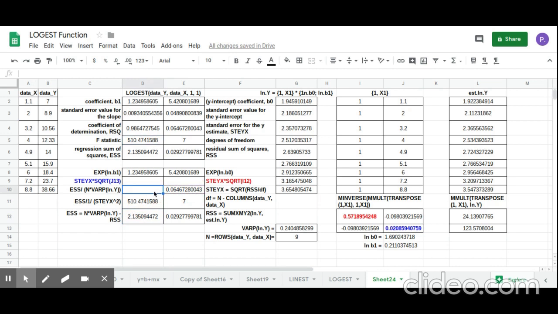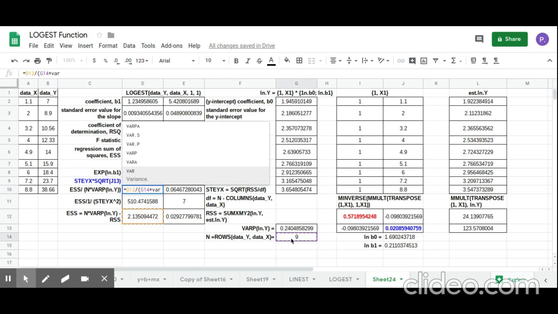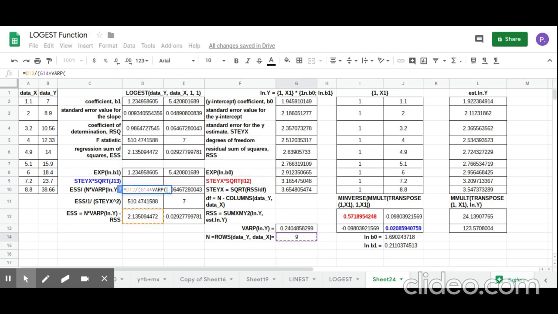Then we calculate the coefficient of determination, also known as R square or RSQ, which is equal to ESS divided by 9, or the population, times variance of population y. So 0.969864 matches our LINEST output.